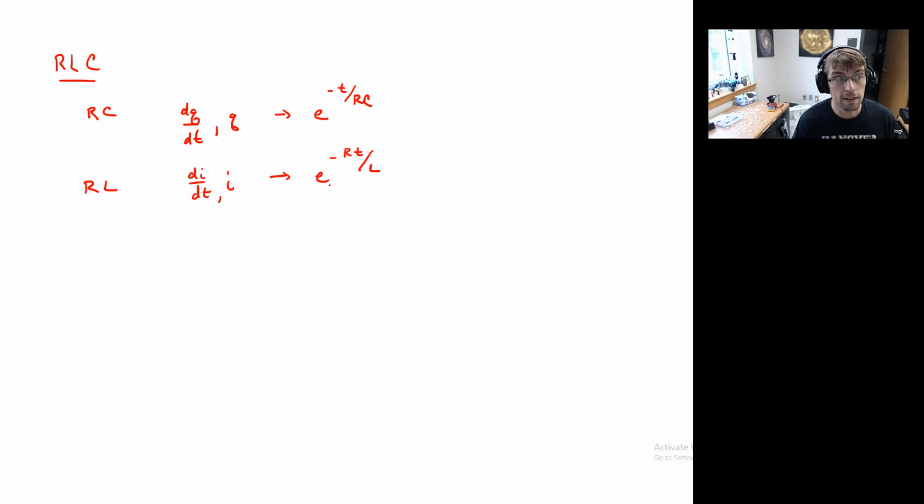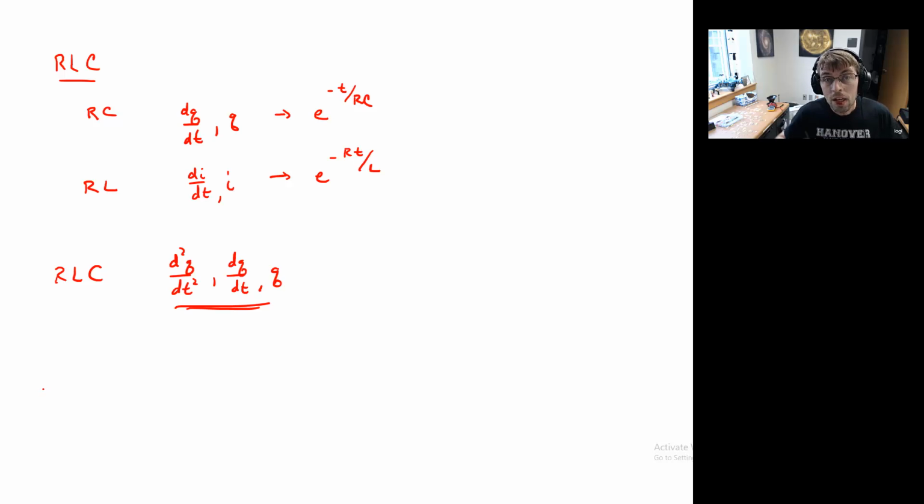But now with these RLC circuits, I'll express it in terms of Q's, we'll have second order derivatives, first order derivatives, and the originals. And the question then becomes, how do we deal with solving those equations? Okay, so that's kind of the broad topic. How do I actually solve these things?